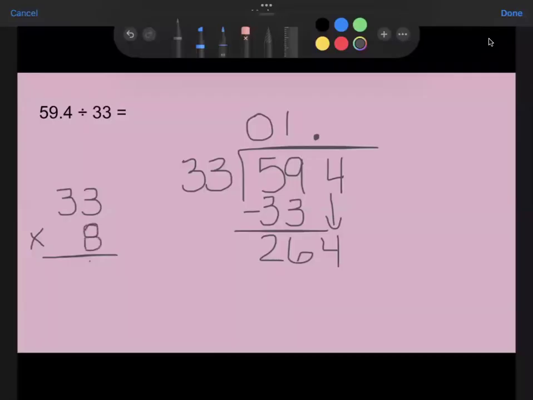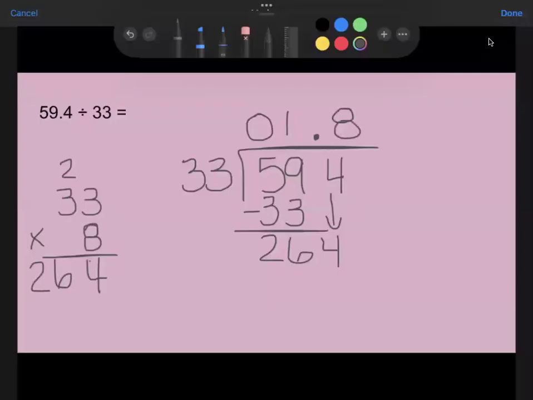3 times 8 is 24, so I'll put a 4 here and a 2 up here. Then 3 times 8 is again 24, but I'd have to add 2, so that would make that 26. And look, I got exactly the number we're looking for, 264. Perfect. So I'm going to put the 8 up here.